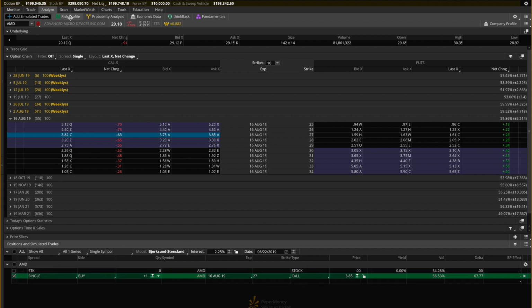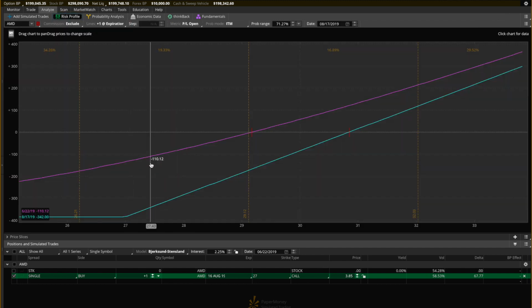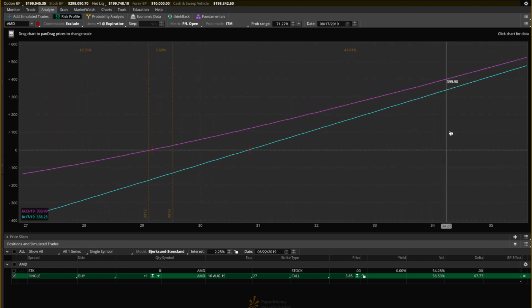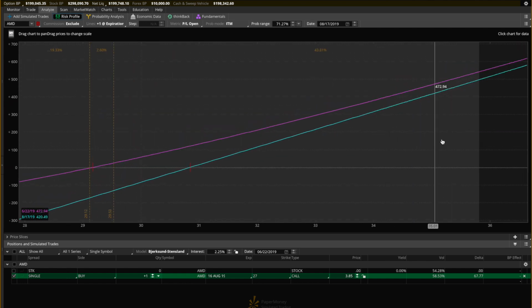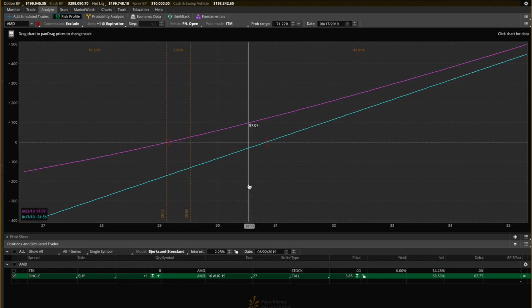Let's take a look at the risk profile in this case. Your max risk that you can incur is $385, which is what you paid. But as you can see, your profit potential is virtually unlimited as long as the stock keeps going up. But remember, there's always that expiration date working against you. Time decay is not in your favor. So I just wanted to show you how this looks on the actual Thinkorswim platform.